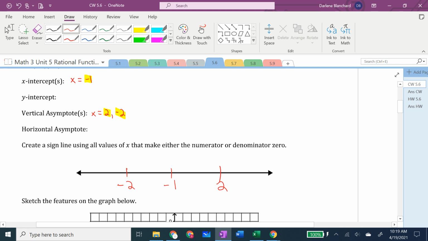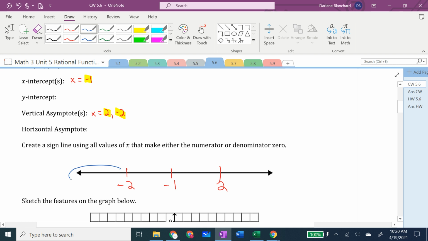The spacing is irrelevant because what you're trying to do is figure out where the graph is located, whether it is located above the x-axis or below the x-axis. That's what this is going to tell us. Now, here's what you can do.